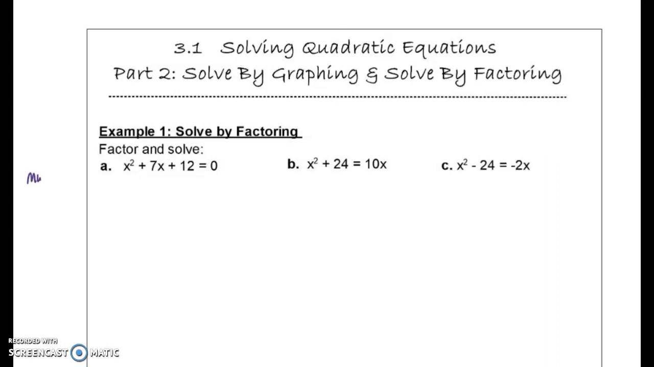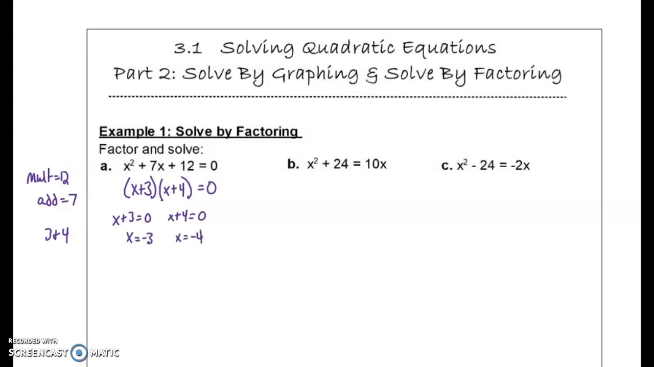It's where we multiply to AC, which in this case is 12, and add to B, which in this case is 7. So what multiplies to 12 and adds to 7 is 3 and 4. Because the a value is 1, it's just an x squared, we can write the factors as x plus 3 and x plus 4. And that equals 0. Now to solve, you set each factor equal to 0. I know you can probably do this in your head, but just to show you what I'm thinking, I set each factor equal to 0 and I solve, so I get negative 3 and negative 4. Those are my two solutions.